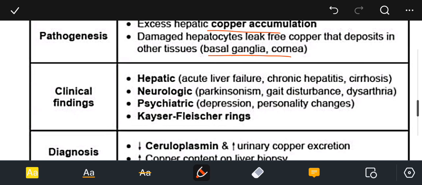The clinical findings will depend on the system that is involved. Hepatic involvement will cause acute liver failure, chronic hepatitis and cirrhosis. The neurological involvement will cause Parkinsonism, gait disturbance and dysarthria. Psychiatric complications will include depression and personality changes. And clinical findings will also include the Kayser-Fleischer rings in the cornea of the eyes.